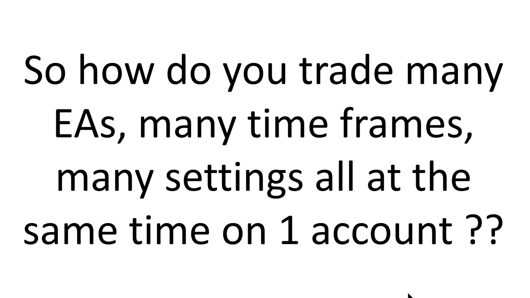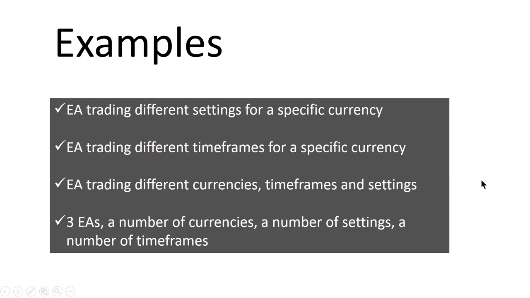I'm going to show you how this happens in principle, and you can then use those principles to trade as many EAs as you want on one account. So what I'm going to do is show you an example of an EA trading different settings for a specific currency. So different versions of the same EA trading different settings. Then I'm going to show you an EA trading different time frames for a specific currency. Then I'm going to show you an EA trading different currencies, time frames and settings for different currencies. And at the end, you'll see 3 EAs with a number of currencies, a number of settings, and a number of time frames. And using that model, you can test any combinations of EAs, time frames, settings, and so on.